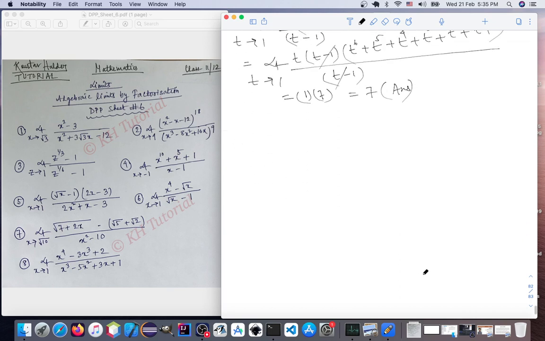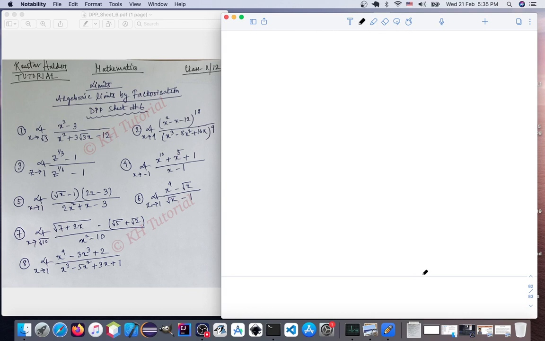Now the problem number 7 is actually based on finding algebraic limits using rationalization method. So it is better when I upload a video on how to solve algebraic limits based on the rationalization method, then I will discuss this problem, because I tried to use factorization but I couldn't do it. With the method of rationalization, this problem could be solved very easily. So as of now, I'm skipping this problem number 7. So let's do problem number 8.